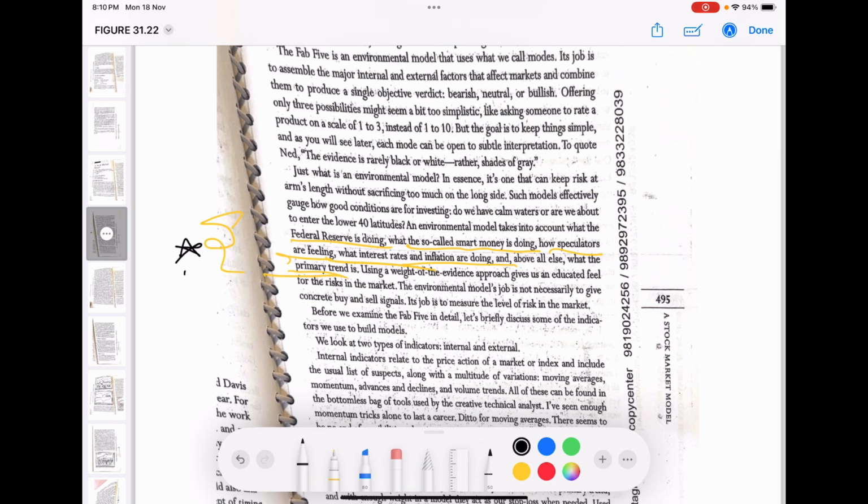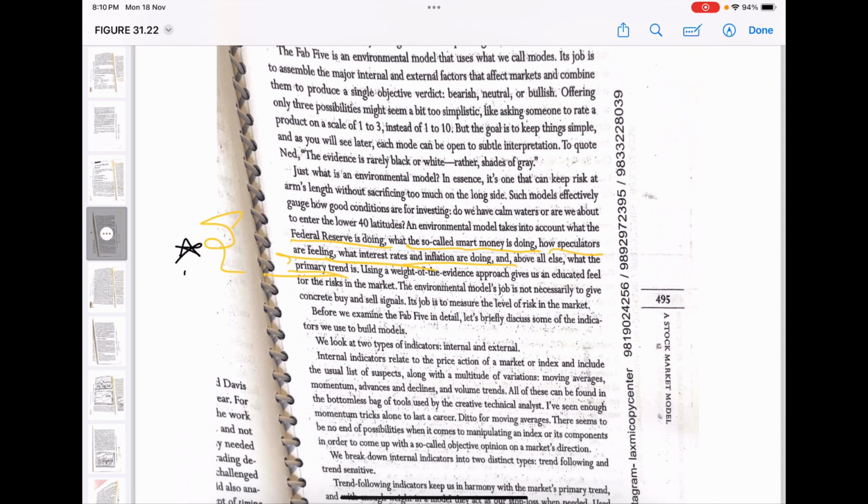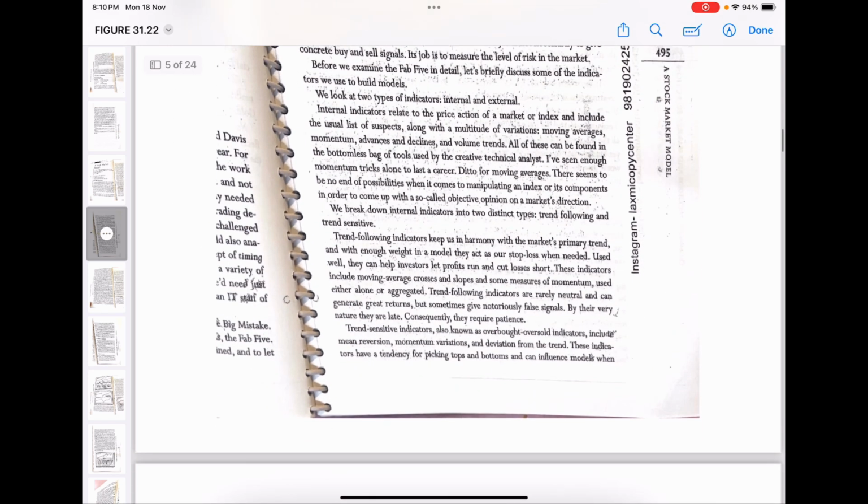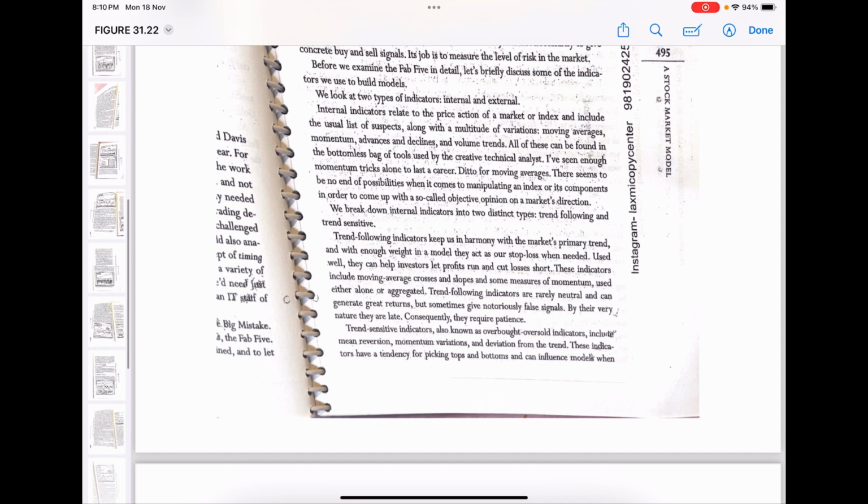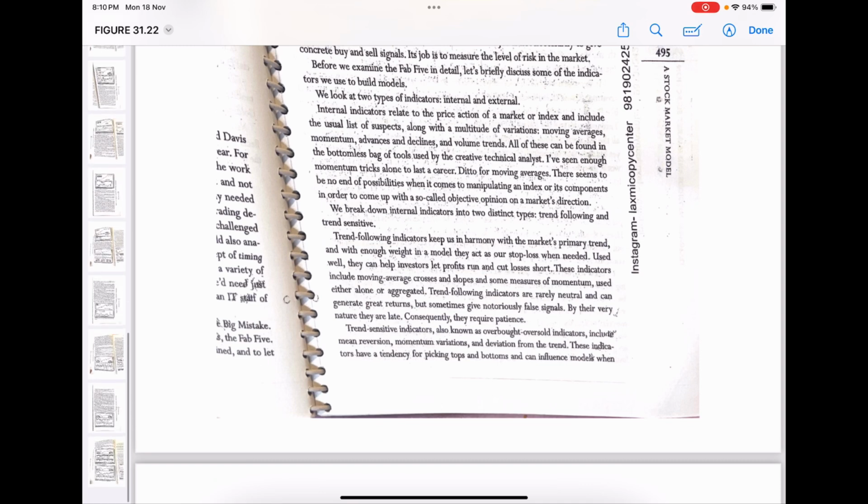Before we examine the Fab 5 in detail, let's briefly discuss some of the indicators we use to build models. We look at two types of indicators: internal indicators as well as external indicators. Now, what are internal indicators?